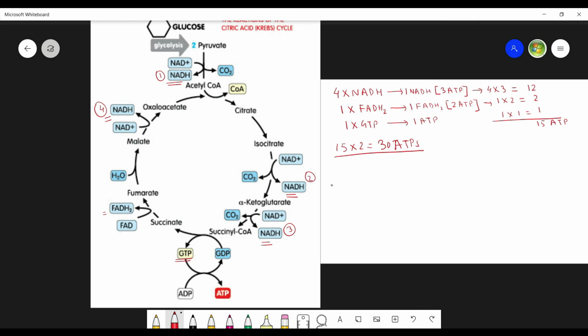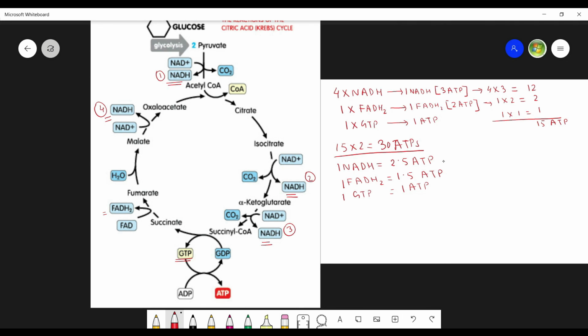Now what happens to modern theory? Nowadays, the calculation is a bit different. What is this calculation? One NADH gives rise to 2.5 ATPs. And one FADH2 gives rise to 1.5 ATPs. But the value of GTP remains unchanged because, as I said, it's a direct process, substrate level oxidation.